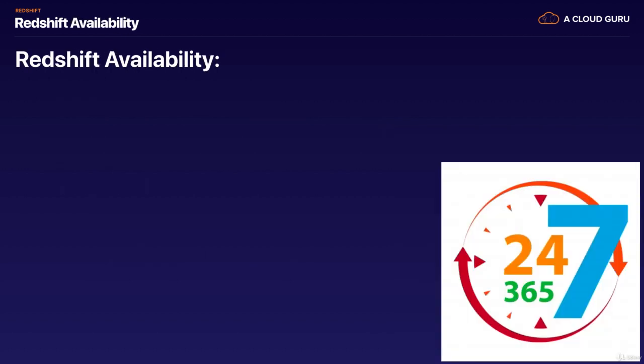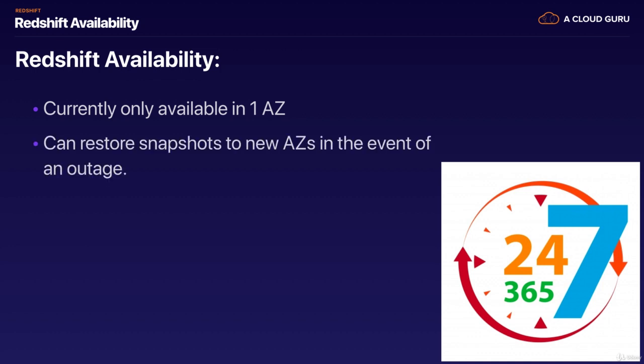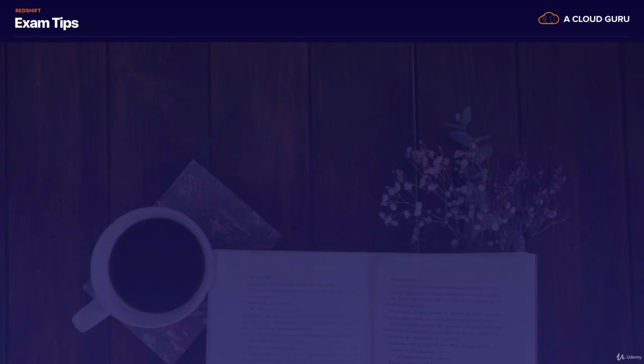In terms of availability, Redshift is currently only available in one availability zone, so you cannot have Redshift with multi-AZ turned on just yet. Who knows if that will change. You can restore snapshots to a new availability zone in the event of an outage.